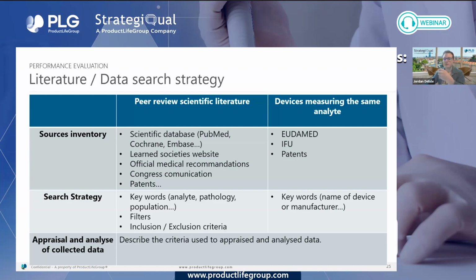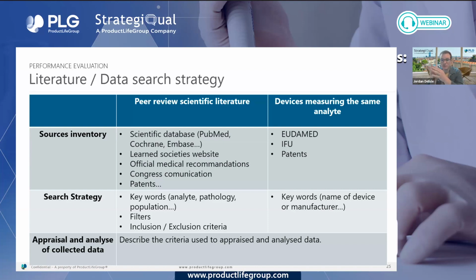Concerning the use of peer-reviewed scientific publications, the manufacturer should make an inventory of the sources used for the bibliographic research. What was the database, the internet websites of learned societies consulted, the official medical recommendations, such as European and French websites, for example. He should explain the research strategy, the keywords used based on the name of the analyte, the medical indications, the target population.